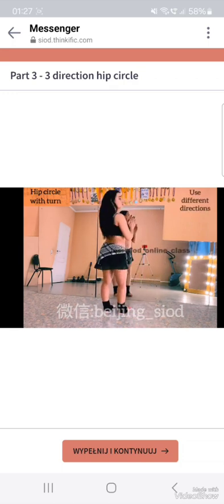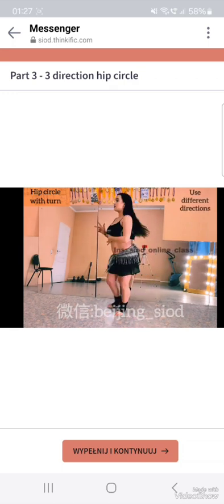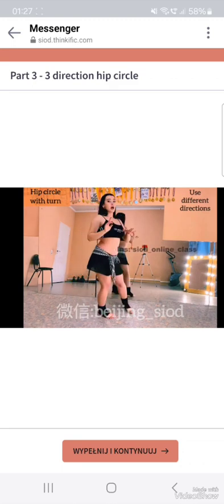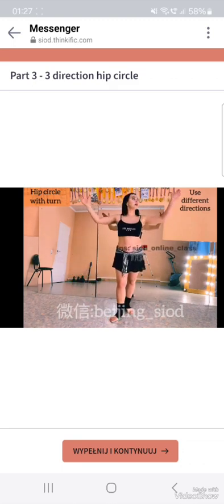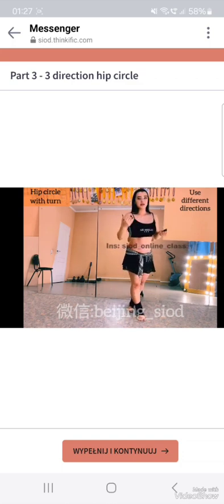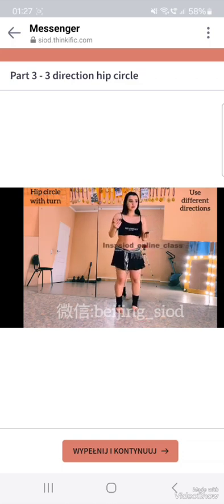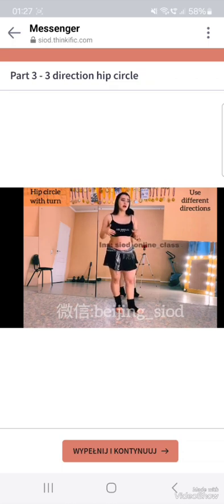Also, you need to know that you can make this kind of hip circle in different ways. Here or there, you can make it front, diagonal, side or to the back. It doesn't matter. All rules will be the same. The specific of this kind of hip circle is that it will look nice in any direction.